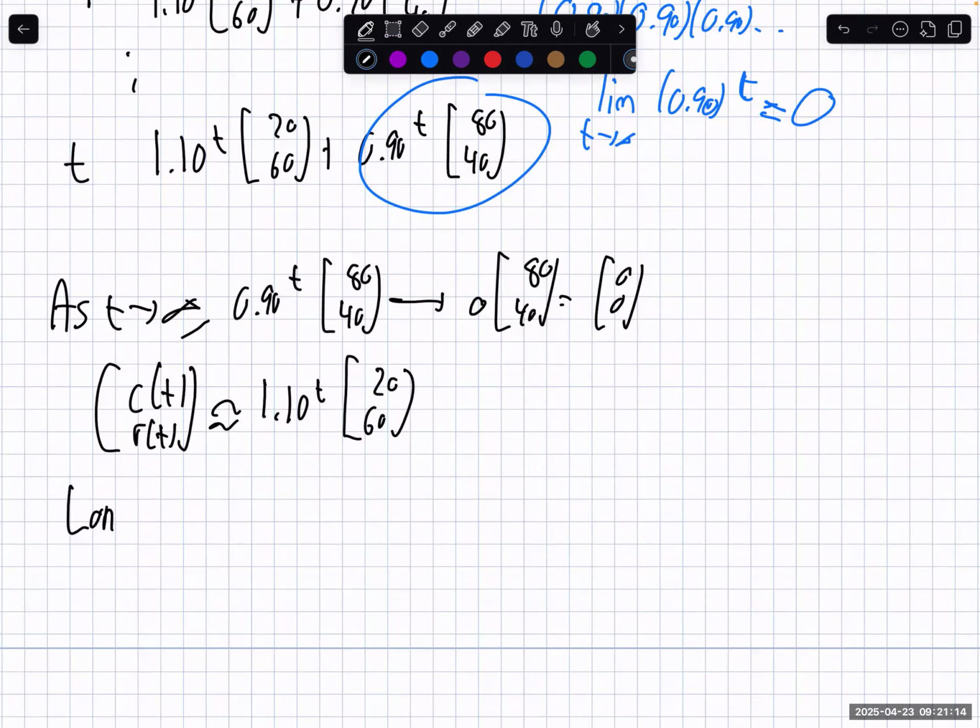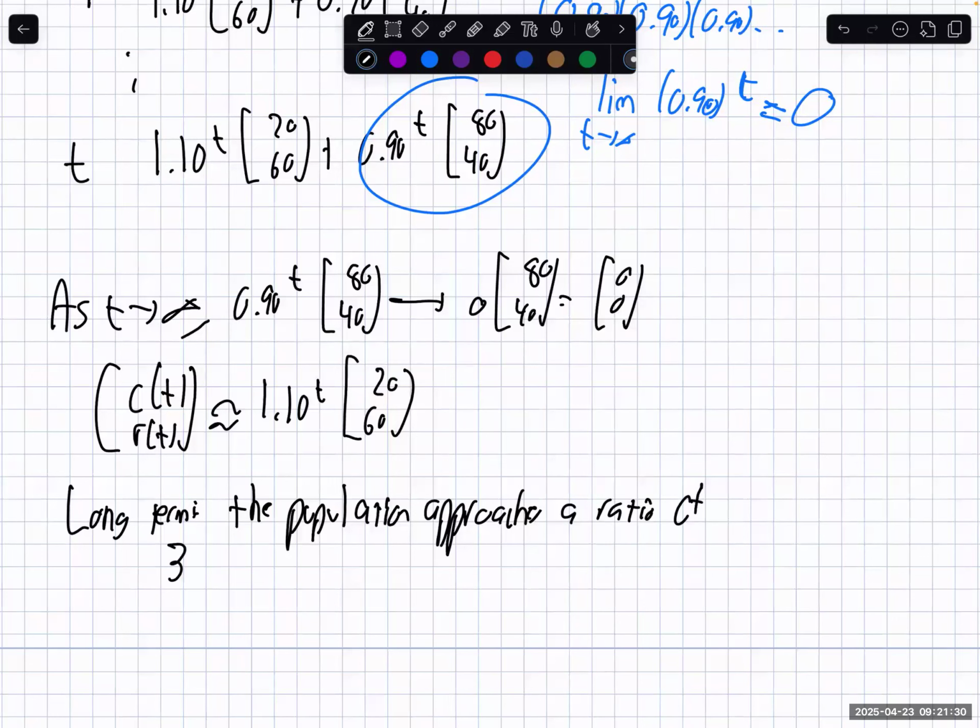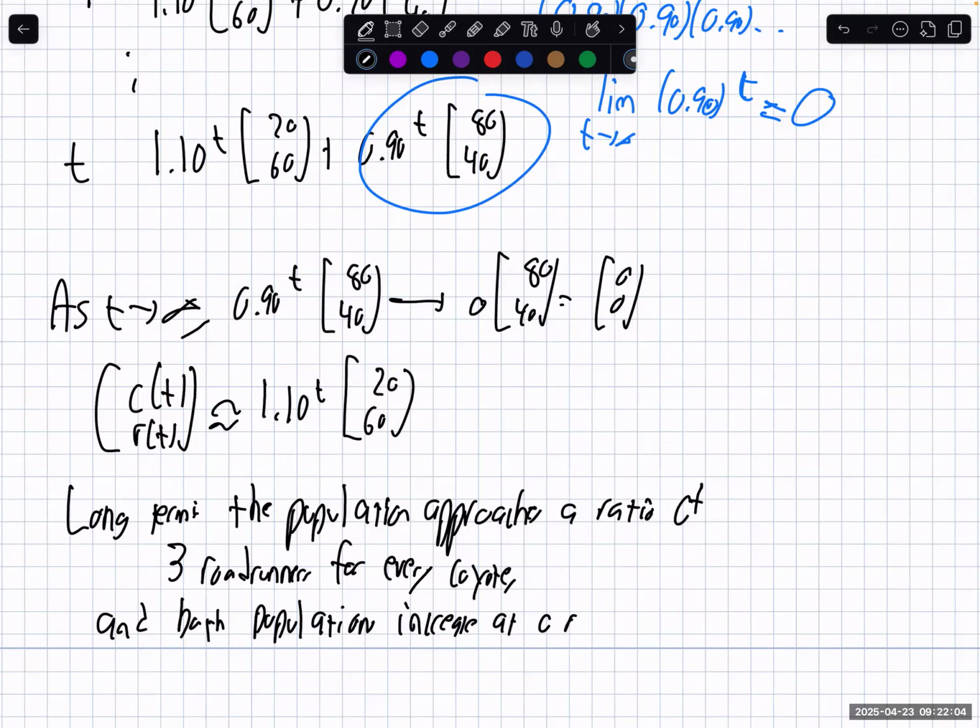okay, so we can say long term, the population approaches a ratio of 3 coyotes, 3 roadrunners, for every coyote, and both populations increase at a rate of 10% per year.